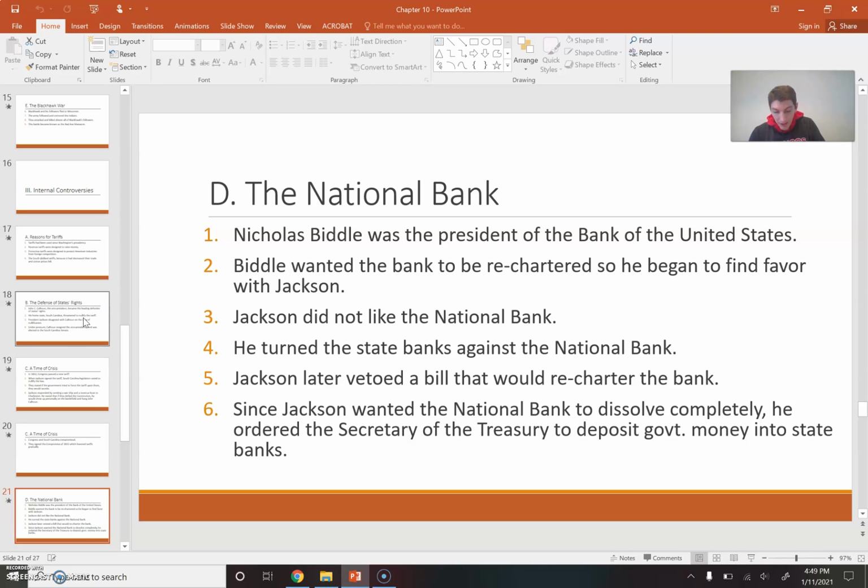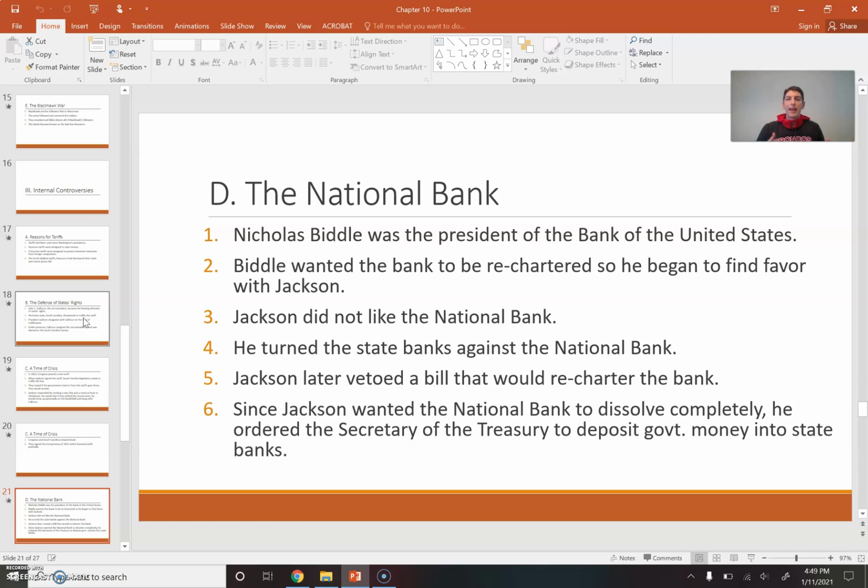And that brings us to the National Bank, a whole other issue in and of itself. So Nicholas Biddle was the president of the Bank of the United States. And if you remember, Alexander Hamilton created the National Bank, which at that time also went by the name the Bank of the United States.